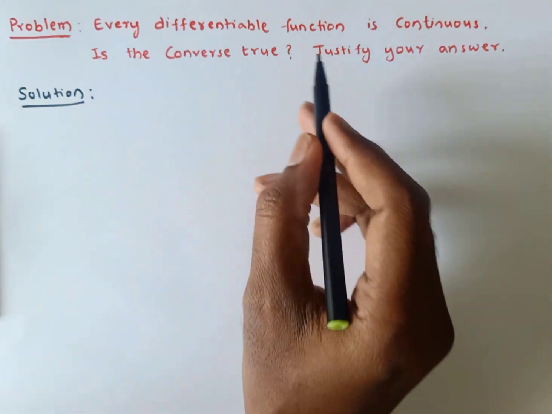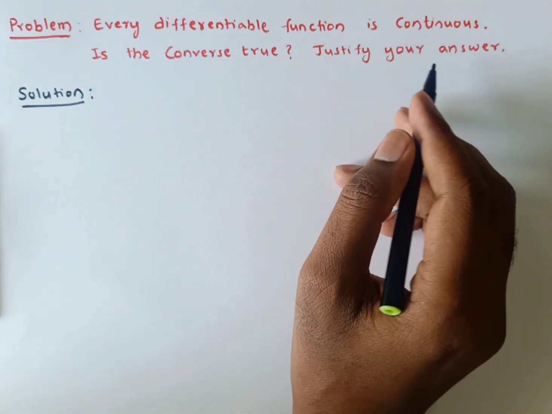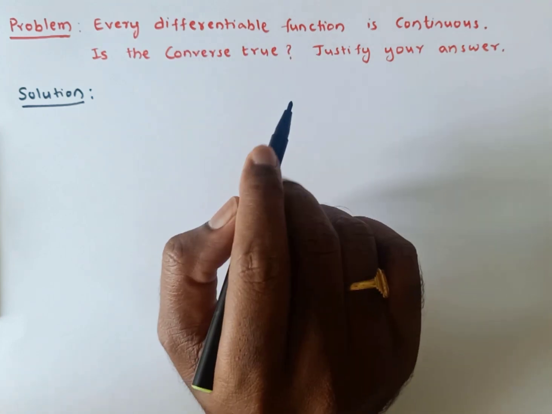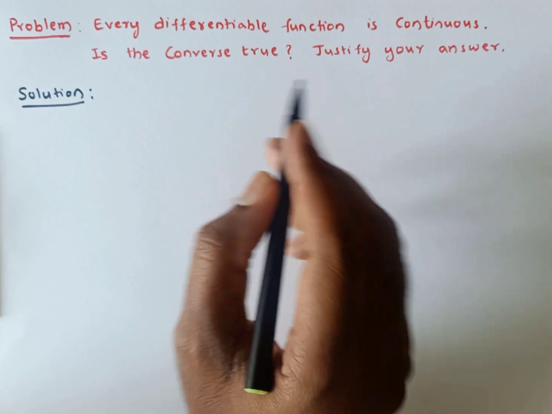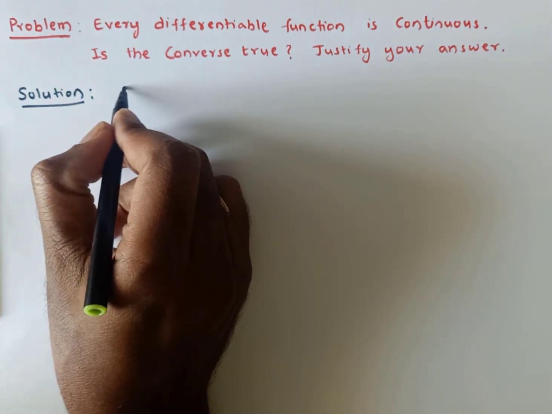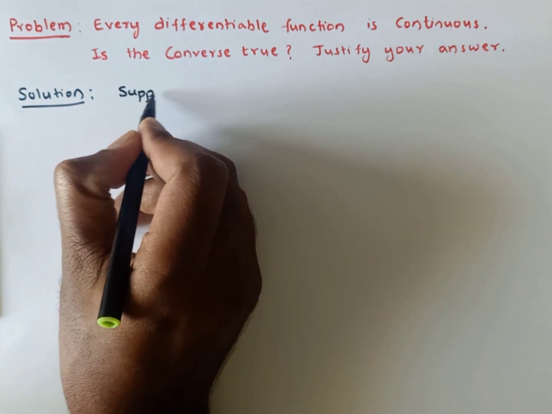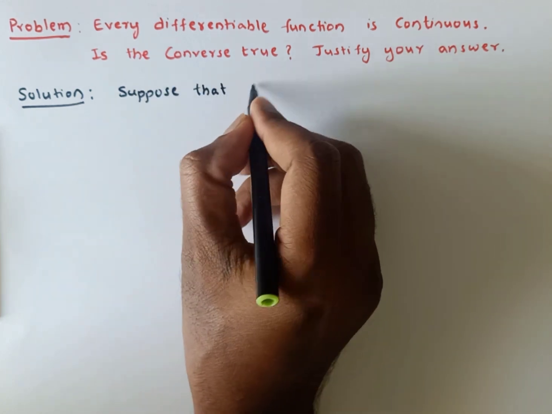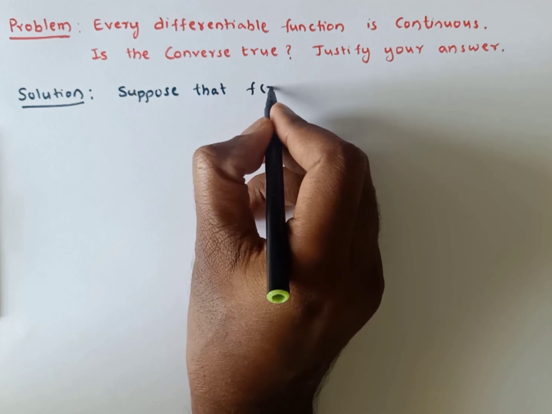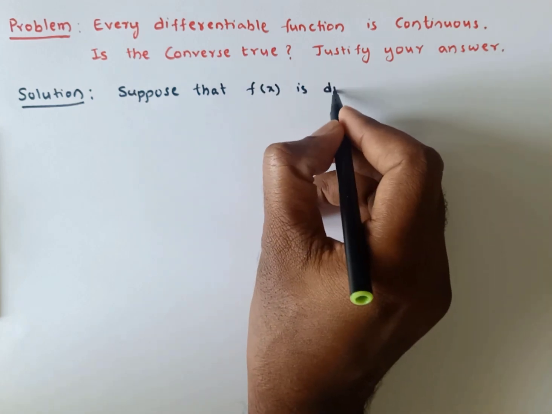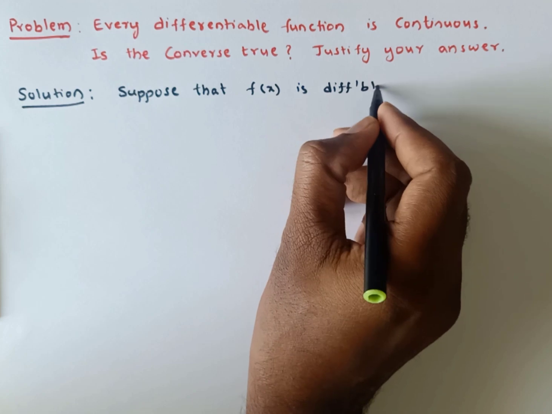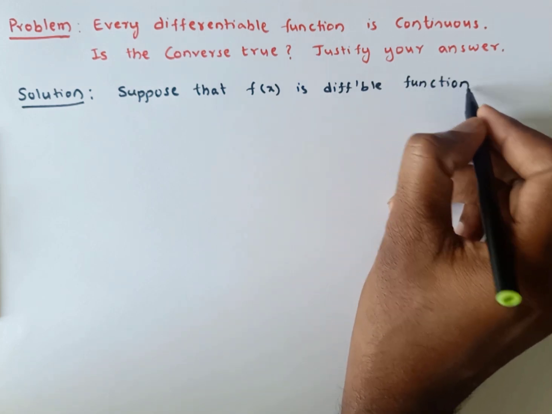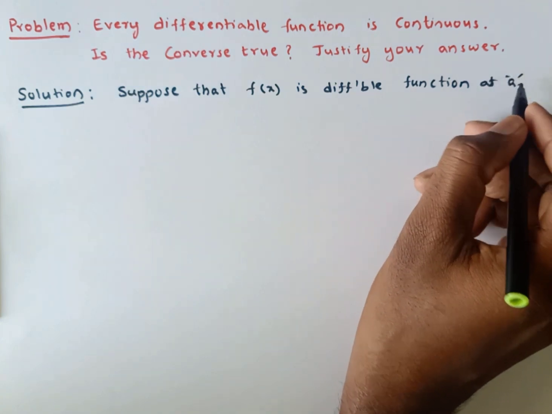So here, every differentiable function is continuous. The function, let f be any function, and that should be a differentiable function. So let us consider f is a differentiable function. Let us suppose f of x is a differentiable function at some point a.